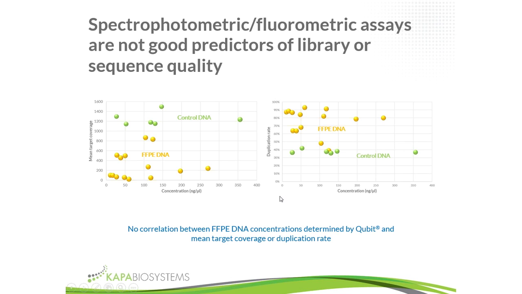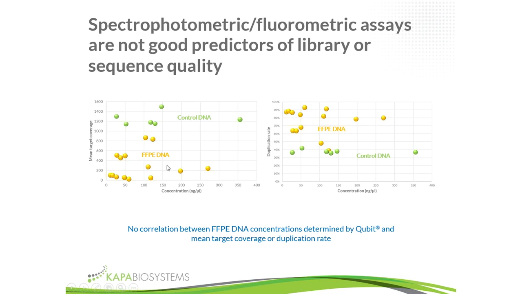So what we've done here is just plotted concentration. This is determined by a Qubit high sensitivity double-stranded DNA binding assay of control samples. So this is DNA isolated either from fresh frozen tissue, cultured cells, or blood, so high-quality DNA samples, versus FFPE DNA samples. And we plotted that against two key sequencing metrics, either mean target coverage or duplication rate. And this was again in a targeted pipeline, NimbleGen capture with a custom panel.